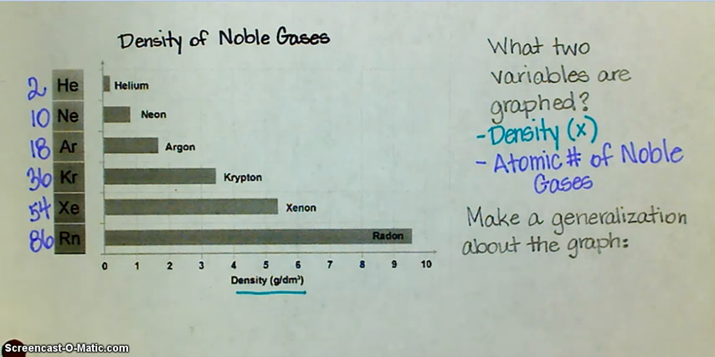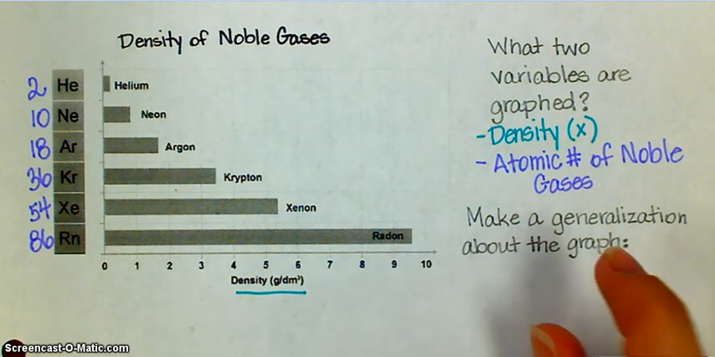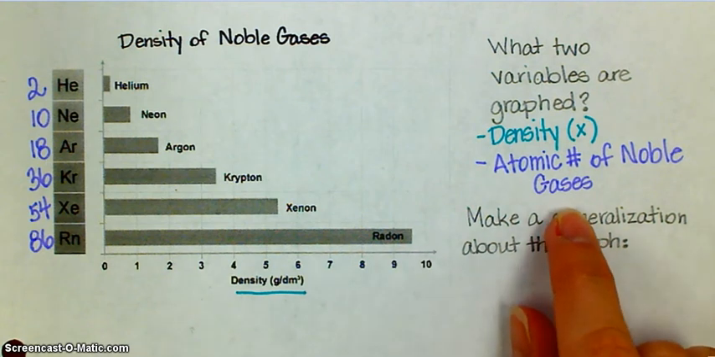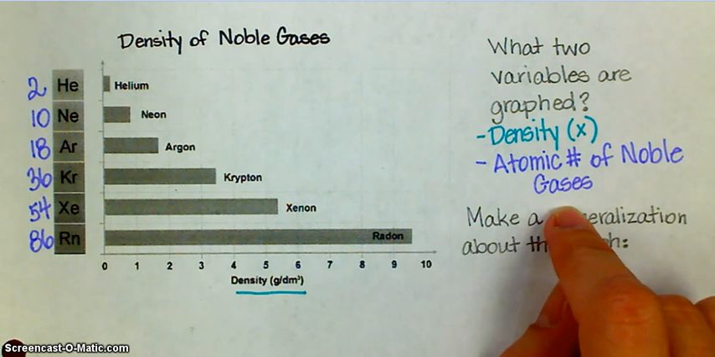Because lithium was highest in column 1, and then followed by sodium, followed by potassium, followed by rubidium. So as you move down column 1, the reactions got more violent. That is a generalization. It tells me how those two variables are related. What two variables? The atomic number, or the size of the alkali metal that we're looking at, and the violence of the reaction.